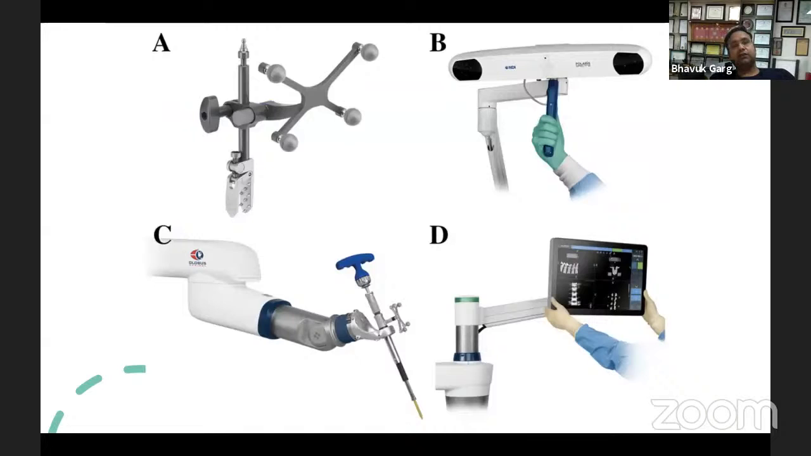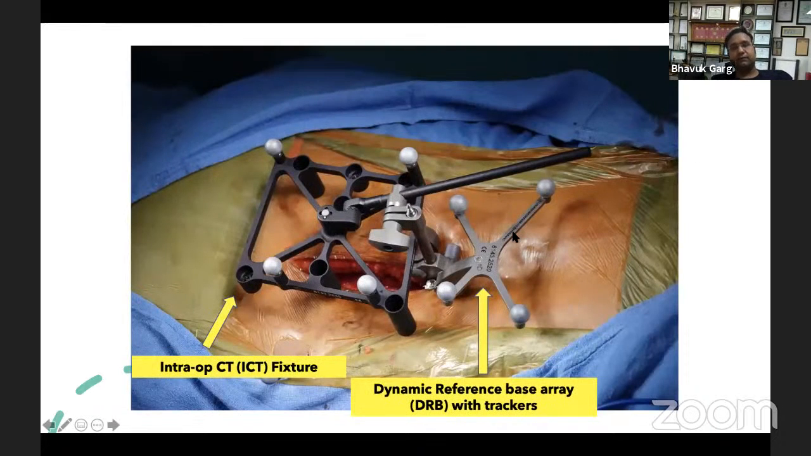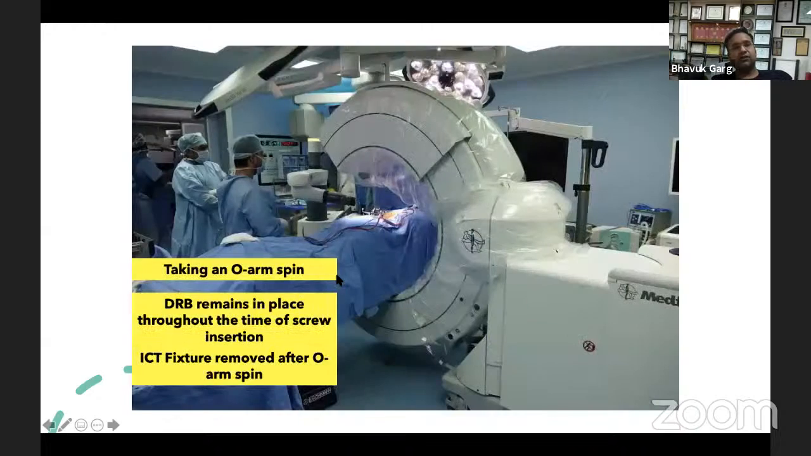These are basically the parts of the robot. You have the dynamic reference array, the camera, the robotic arm, and the monitor. So this is like the intraoperative picture. You can see that this is the dynamic reference base array, which is basically a navigation guide, and this is the CT fixture by which you take the pictures intraoperatively. Here we are using the intraoperative CT scan with the help of the O-arm.